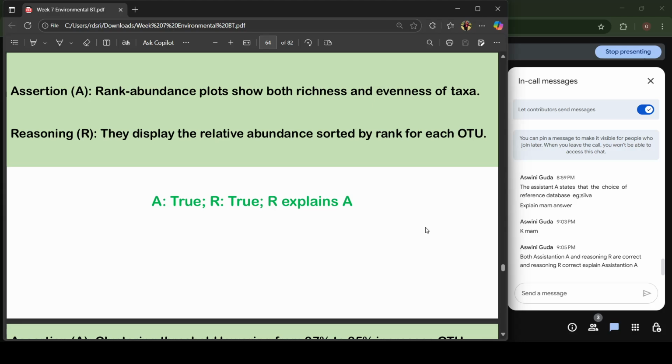So as you move along, when the length increases, it means that the number of taxa in the community is higher. And as you move from up to down, depending on the slope, it illustrates the abundance. So you get both richness as well as evenness of taxa in a rank abundance plot. And it also gives you the relative abundance, which is the y-axis.